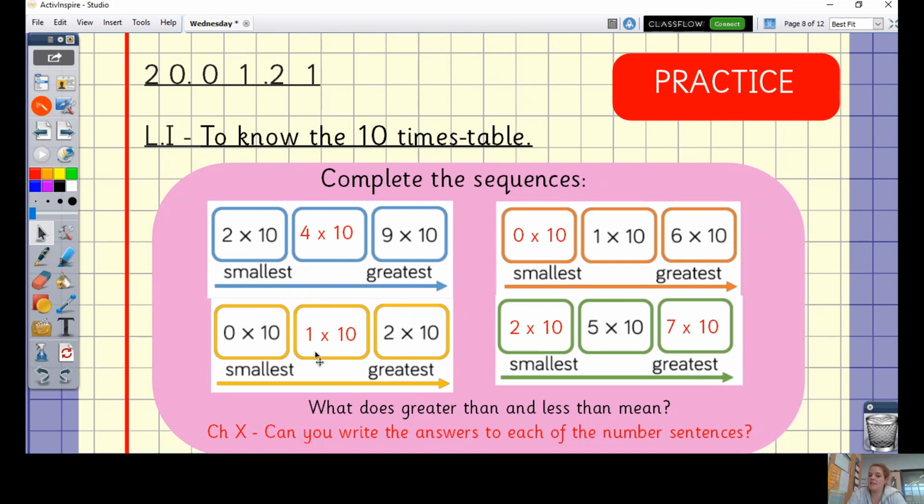Here, the answer has got to be 1 multiplied by 10 because that's the only number between 0 and 2. Here, again, the answer for the orange one has got to be 0 multiplied by 10 because that's the only one that's smaller than 1 multiplied by 10. And then for this bottom green one, again, you could have had, for smallest, any number that's less than 5 or any number greater than 5 for the box on the right. Okay, so well done. That was quite a challenge for that one. So well done if you managed to get those.